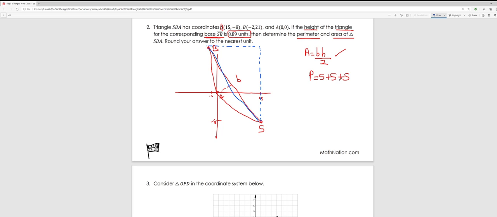Now, as far as the perimeter, you're going to need the distance from A to S right here. So you're going to need the distance for AS, and you're going to do it the same way. In this case, you can draw a triangle that goes like this. Count the distance that you have on the X and on the Y, and you square it. And then you're going to need the distance from B to A. Again, you do a right triangle, count the distance, and you square it, if you use the Pythagorean theorem.